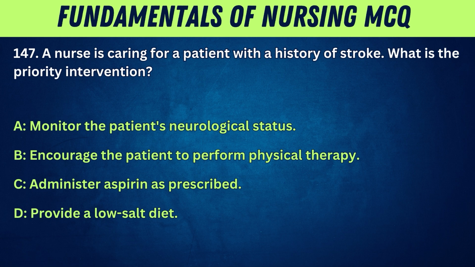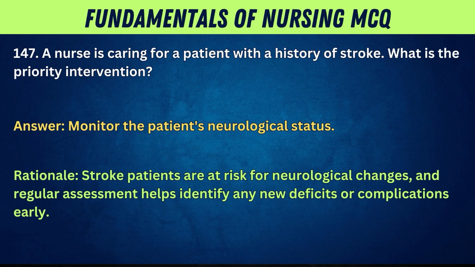147. A nurse is caring for a patient with a history of stroke. What is the priority intervention? A. Monitor the patient's neurological status. B. Encourage the patient to perform physical therapy. C. Administer aspirin as prescribed. D. Provide a low-salt diet. Answer. Monitor the patient's neurological status. Rationale. Stroke patients are at risk for neurological changes, and regular assessment helps identify any new deficits or complications early.